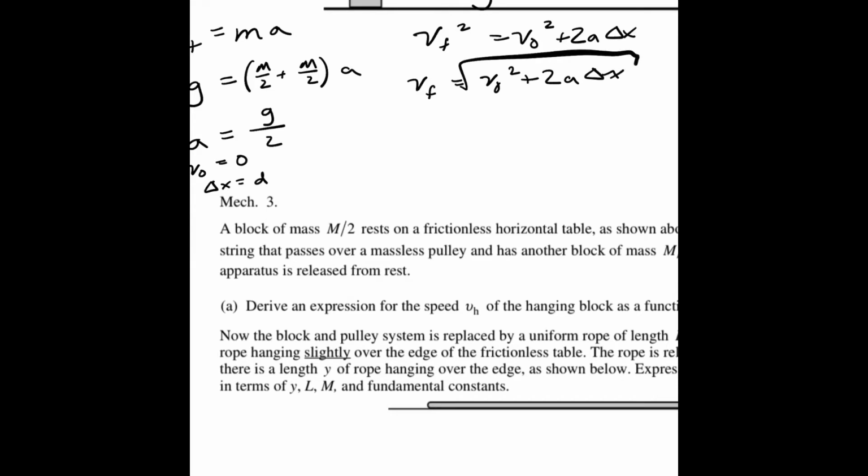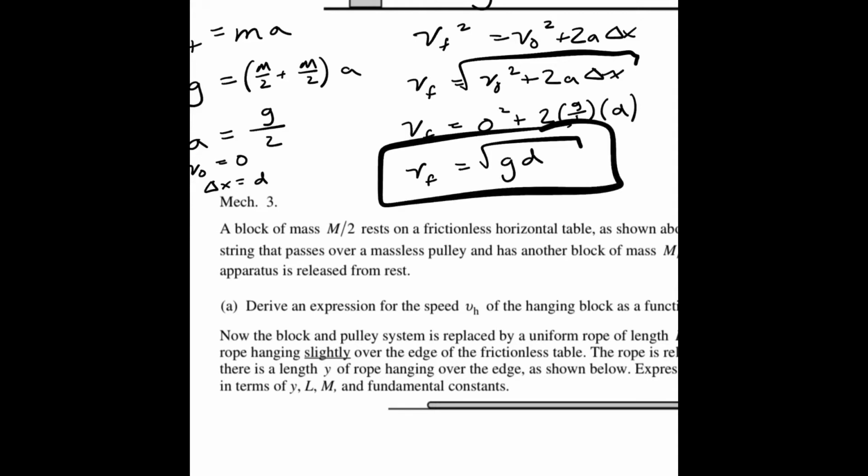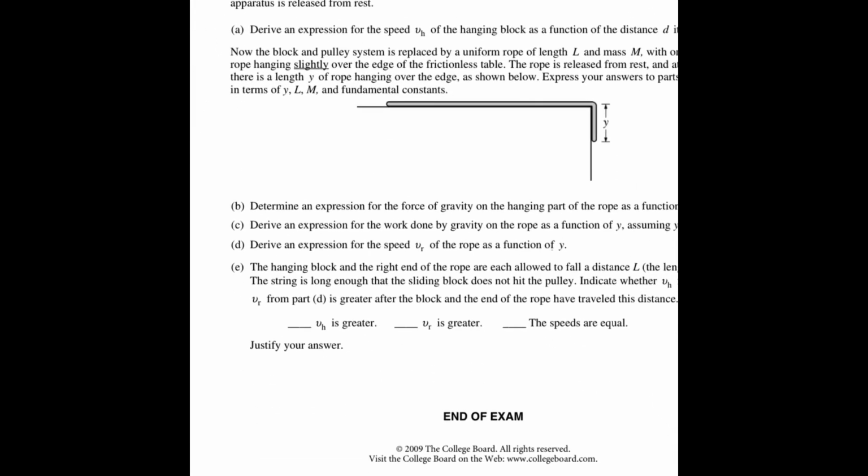And now we can start to make some substitutions into this thing. So vf is going to be equal to 0 squared plus 2 times g over 2 times d, which tells me that v final is going to be equal to the square root of gd. And I get to the same result as I did with energy. Either way works there, guys. All right, so there's A.